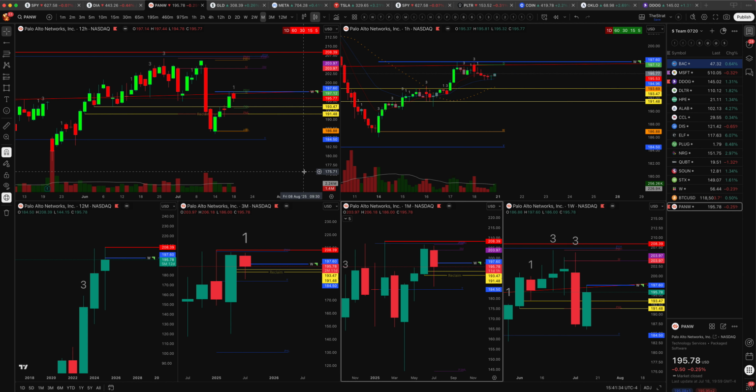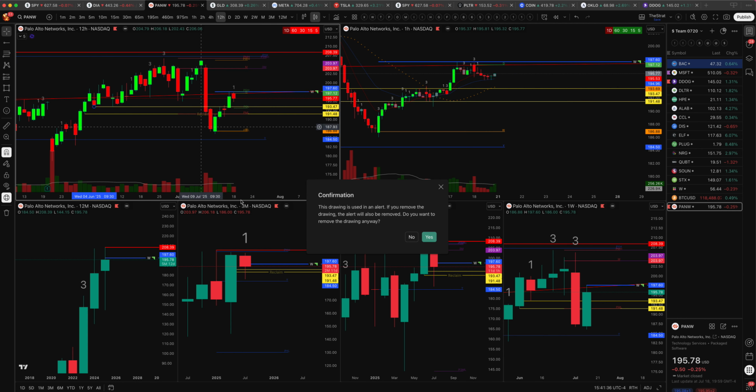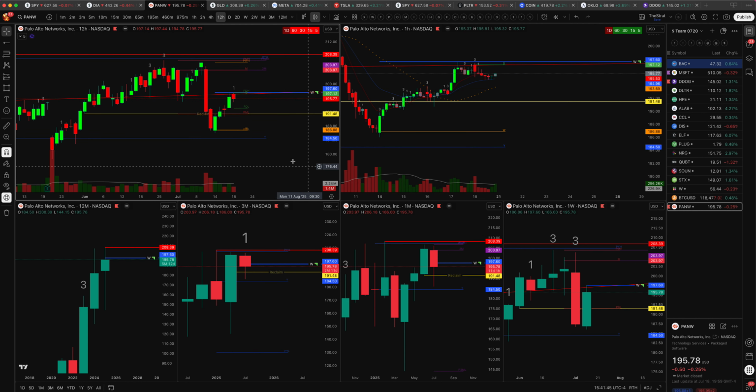So I would say this is that argument of, is it a failed two or is it a failing two? But in any case, we can see that on the month it tried to go down lower. Now it's trying to go back to the other side.